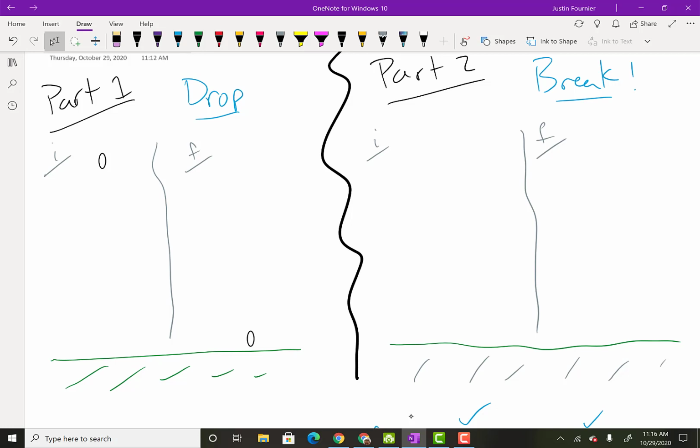So you've got the drop. You make the drop, and then just before the egg hits the ground, that's going to be one part. So from when you let go to just before it hits the ground, that's one part right there. And then the other part is what I call the break. The egg's just about to hit the ground, and boom, it splatters. So those are the two parts there.